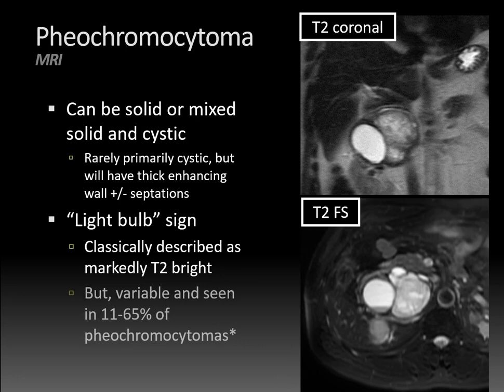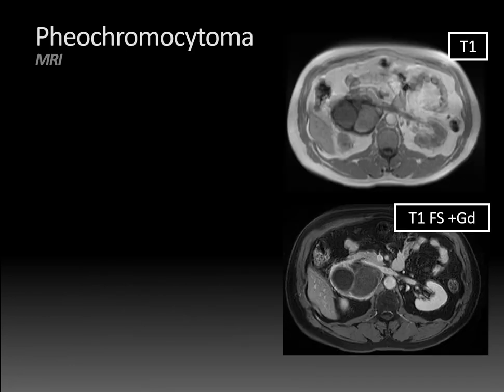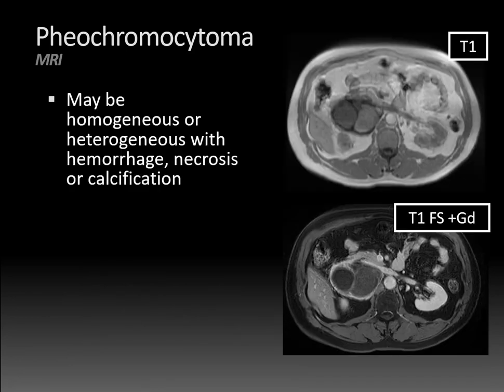But this is an unreliable sign. Studies show that it's seen in 11 to as many as 65% of pheochromocytomas. And it's also not specific for pheochromocytoma. They can also be T2 hypointense as well. And the appearance is variable. They can be homogeneous or heterogeneous with hemorrhage and areas of necrosis and calcification.